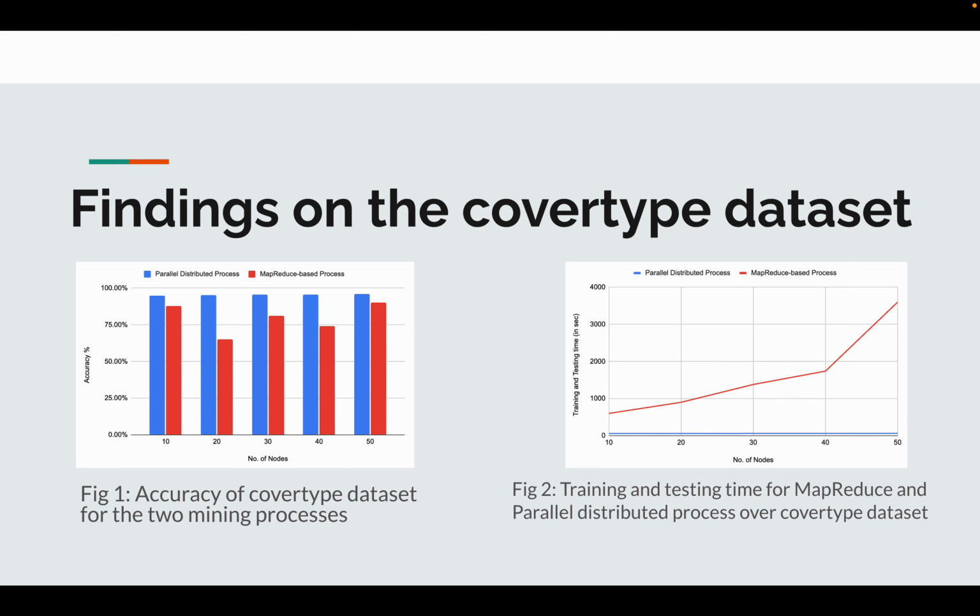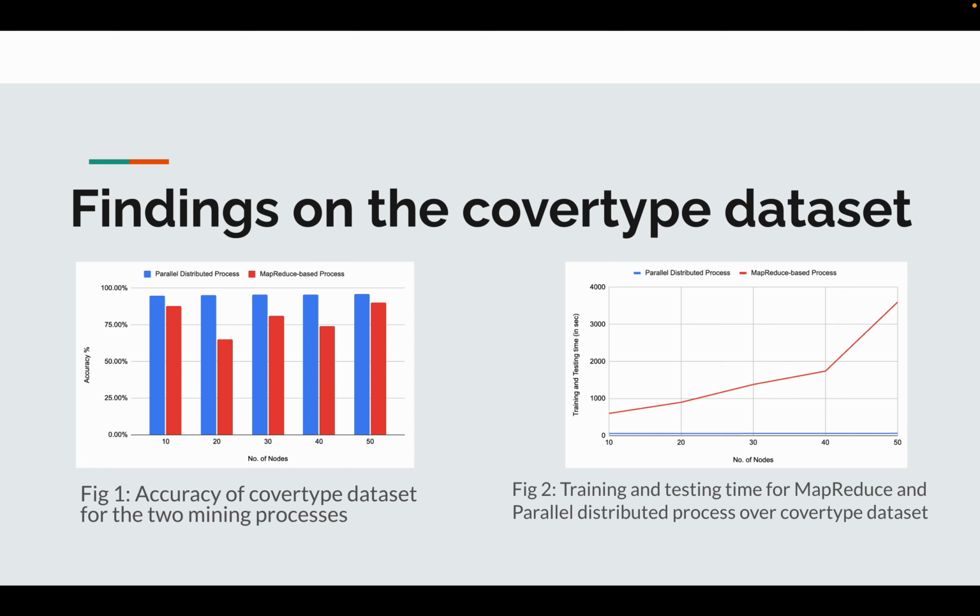So in this section, we'll discuss the findings of our experiment on the cover type dataset using both the distributed parallel procedure and the MapReduce based procedure. The main goal of the experiment was to compare the performance and efficiency of both methodologies in handling large multi-class dataset. As shown in figure 1, the distributed parallel procedure outperformed the MapReduce based procedure in terms of classification accuracy.